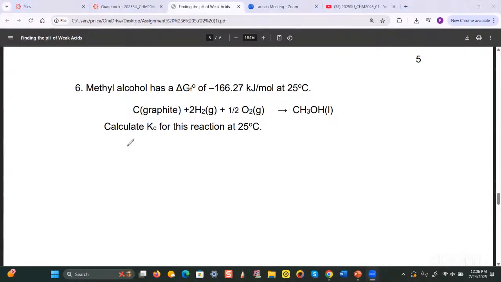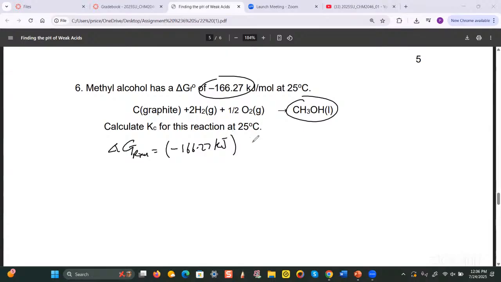Okay, so basically the free energy of the reaction is equal to the value for methanol, which is given here as minus 166.27 kilojoules. And for the reactants, we have carbon, hydrogen, and oxygen. All of them are elements by themselves, and all of them will have a value of 0 in each case, right? So therefore, the answer here will be minus 166.27 kilojoules.